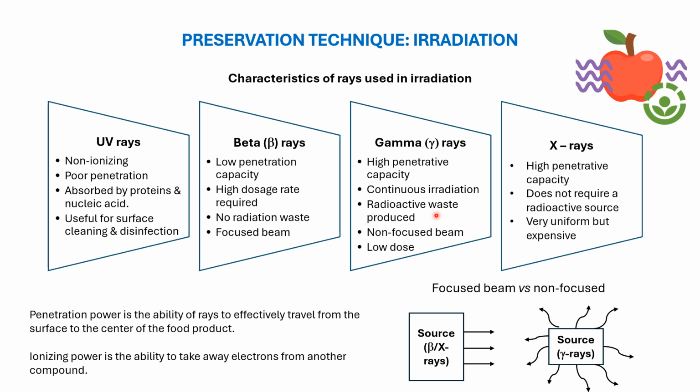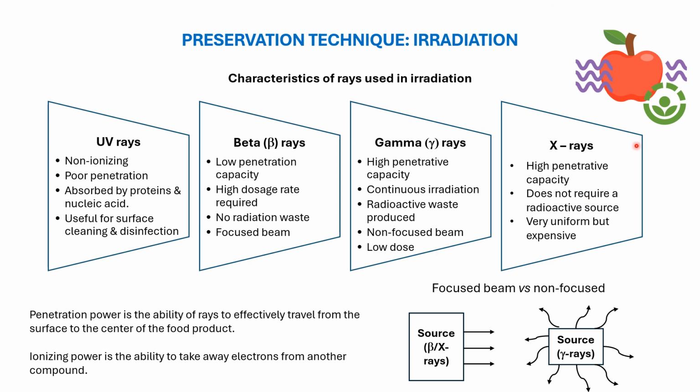Now, one of the most important features of gamma rays is that they are a non-focused beam. You can see here an example of a non-focused beam, meaning they can dissipate to the surroundings very easily. And because of the intensity and power of gamma rays, when we are dealing with gamma rays, we have to take exceptional safety precautions. A low dose of gamma rays is very effective to reduce microbial load to a great extent.